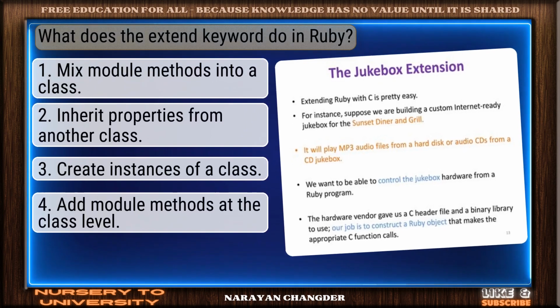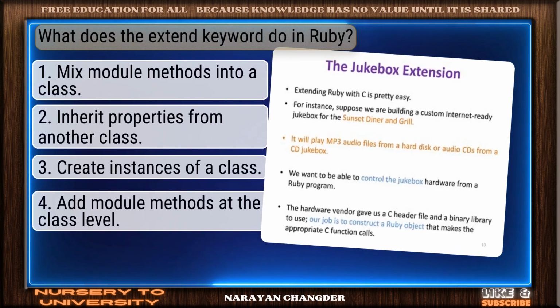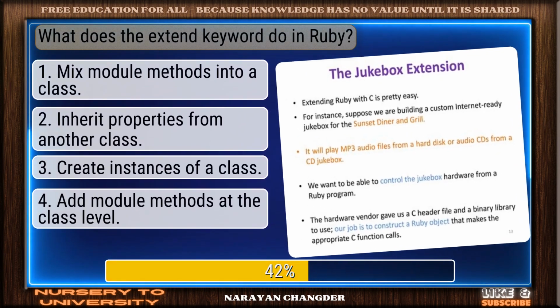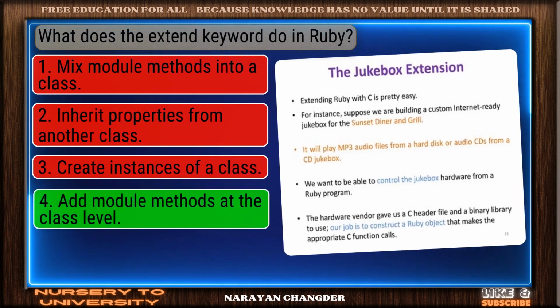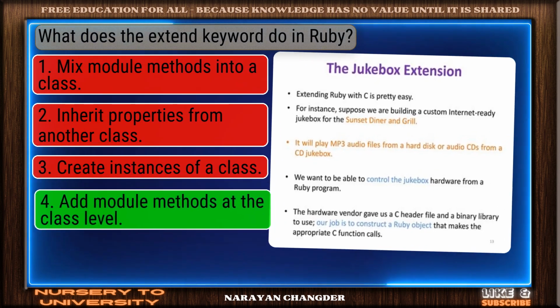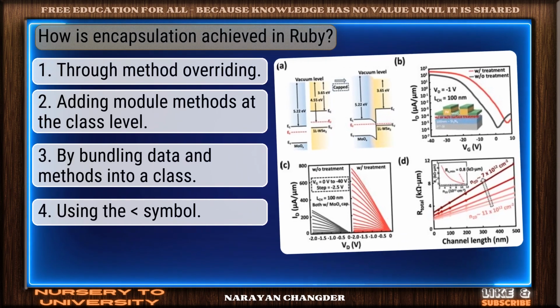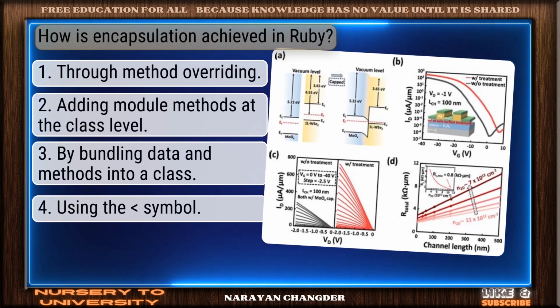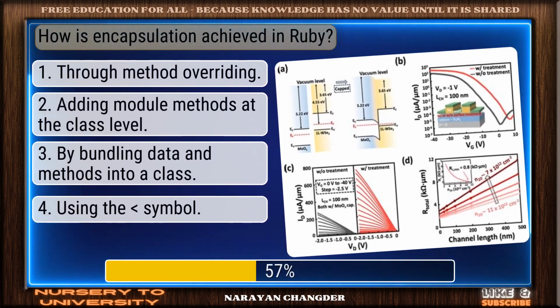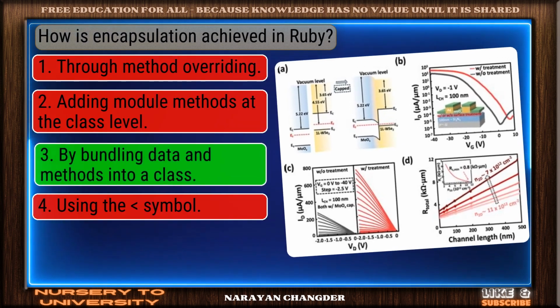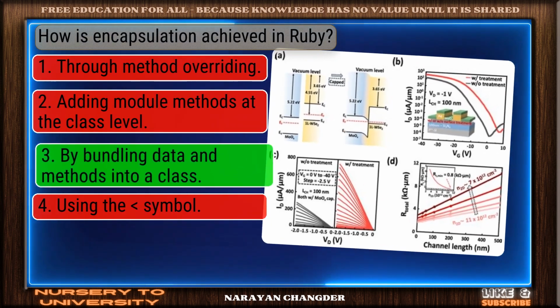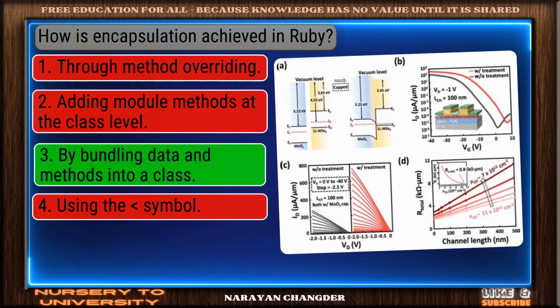Question number 25. What does the extend keyword do in Ruby? Smart pick. Add module methods at the class level is the correct choice. Question number 26. How is encapsulation achieved in Ruby? Well picked. By bundling data and methods into a class is the correct answer.